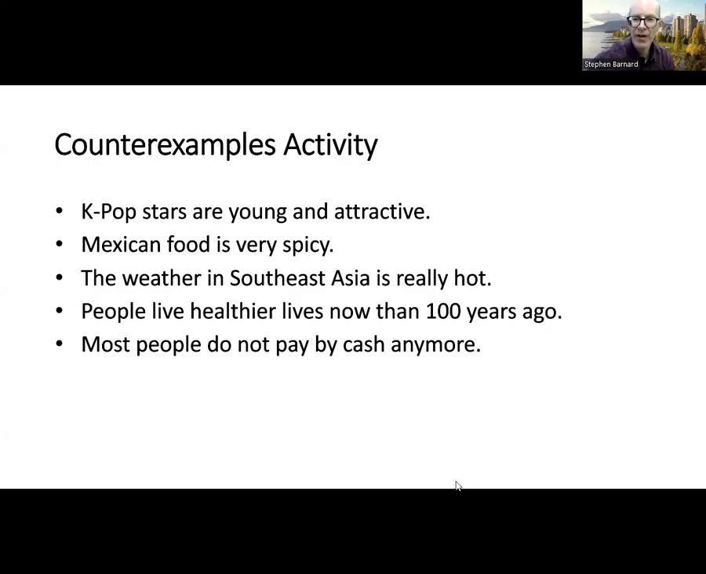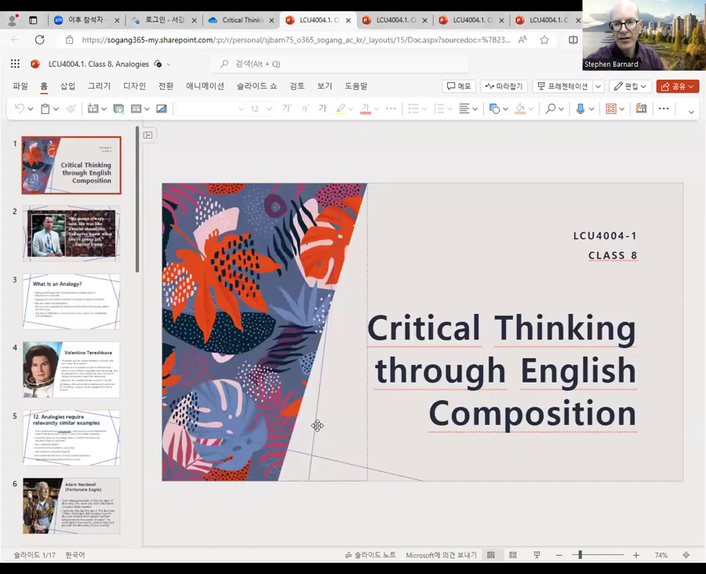Okay, so I think we're done that now. And let's go on to chapter 3. Chapter 3, which I asked you to read for homework, is arguments by analogy. So let's take a quick look at that. And we will be looking at arguments using analogy in our next class. So here we go.